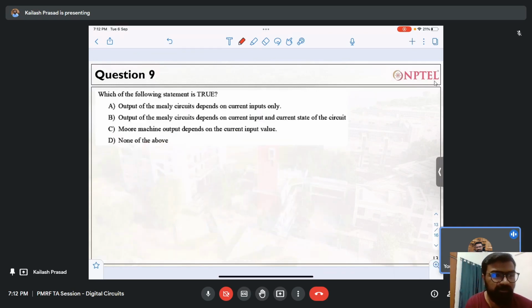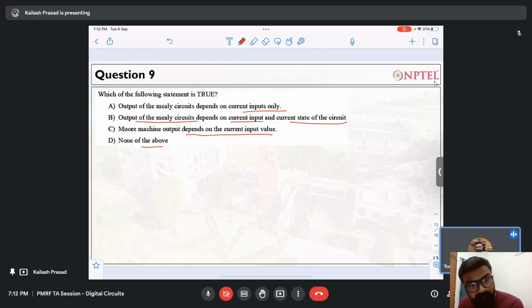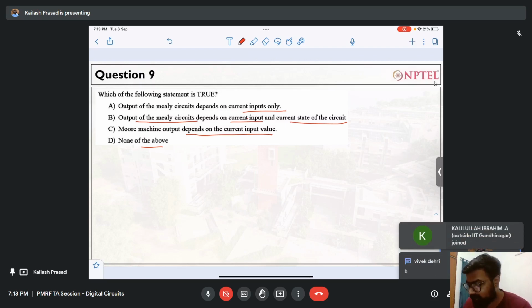Okay, you are getting it. So, which of the following statements is true? One minute question. Anybody wants to comment on it? Output of the Mealy circuit depends on current input only. Output of the Mealy circuit depends on current input and current state of the circuit. Moore machine output depends on current input only. None of the above. Which statement is correct? I think B. Okay, B is the correct option actually.